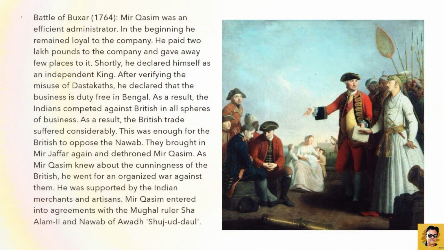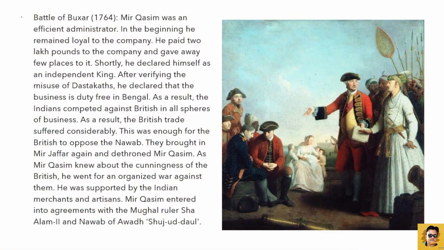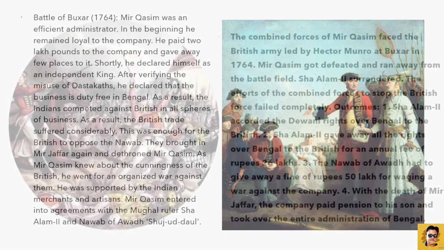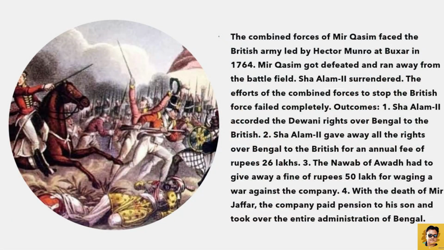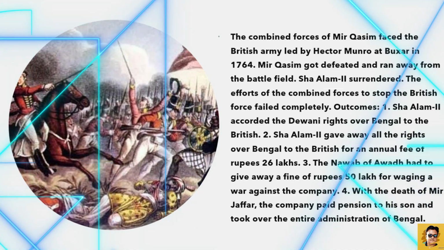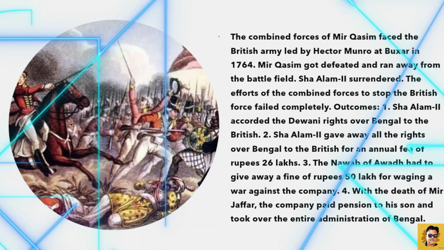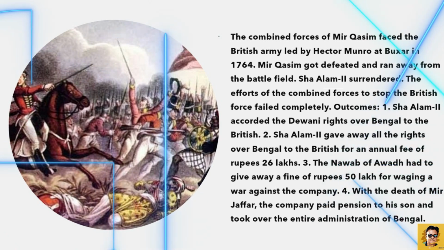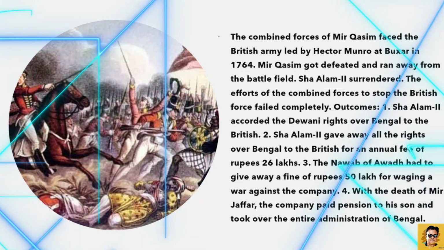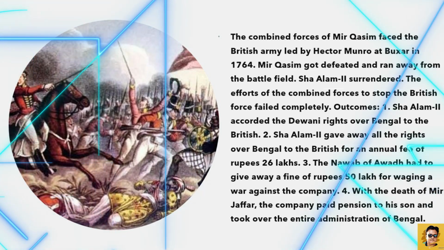As Mir Qasim knew about the cunningness of the British, he went for an organized war against them. He was supported by the Indian merchants and artisans. Mir Qasim entered into agreements with the Mughal ruler Shah Alam II and the Nawab of Awadh, Siraj-ud-Daula. The combined forces of Mir Qasim faced the British army led by Hector Munro at Buxar in 1764.